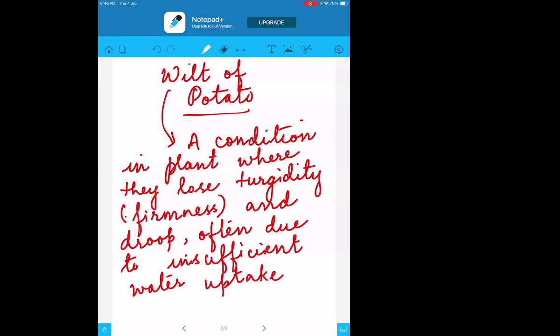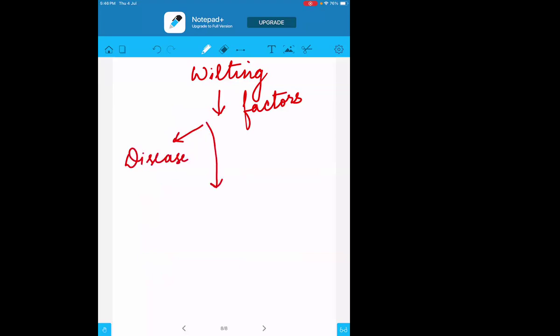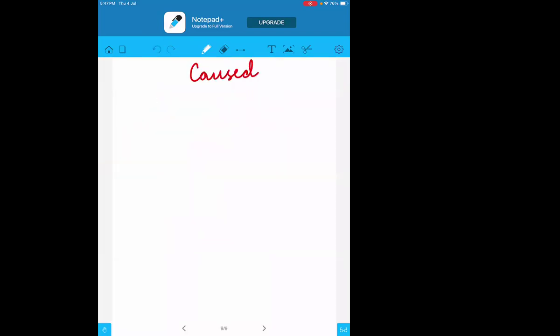Fine. And this wilting happens due to different factors. It can happen due to disease, environmental stress, and also because of root damage. Since the roots are damaged, they will not be able to conduct the water to the stem, and because of that wilting happens. So these are the three factors for wilting: disease, environmental stress, or root damage. Now, coming back to the wilt of potato, it is caused by bacteria.